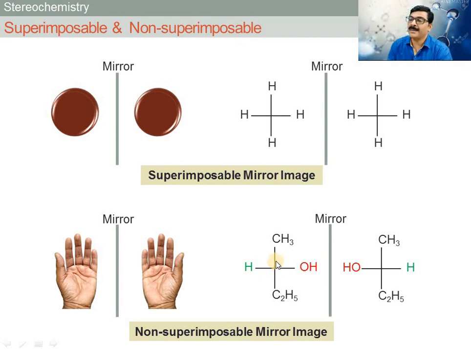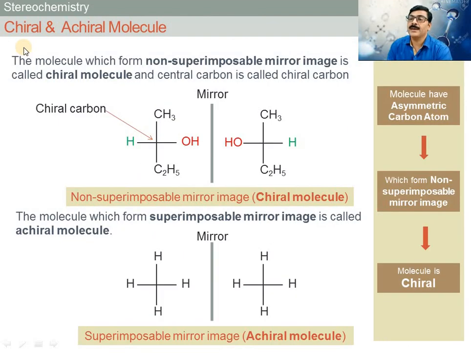and an asymmetric carbon atom can form a non-superimposable mirror image. Means if the compound contains an asymmetric carbon atom, it forms a non-superimposable mirror image, and if the compound does not contain an asymmetric carbon atom, it forms a superimposable mirror image. Now this is the second basic term, that is superimposable and non-superimposable mirror image. Then the third term is chiral and achiral molecule, that is chirality.